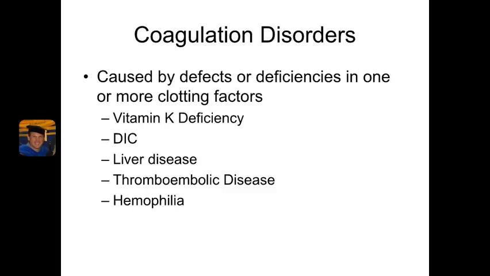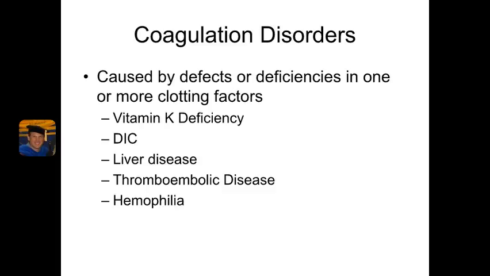The next one is liver disease. All of the clotting factors are proteins, so if you have liver disease, then you're not going to be able to make those proteins well enough. Then we have something known as thromboembolic disease. Thromboembolic disease is actually the opposite problem. You're going to clot when you should not clot. You're going to clot inappropriately. We'll talk about those separately.